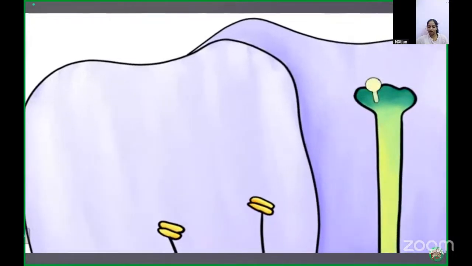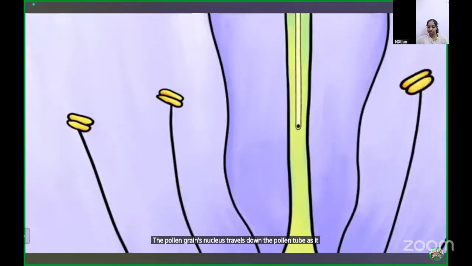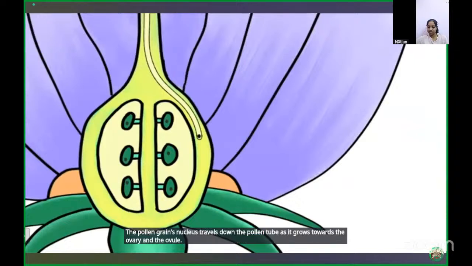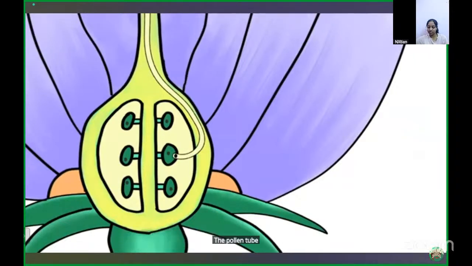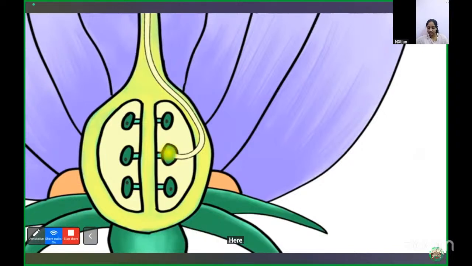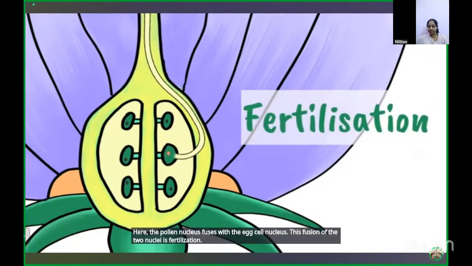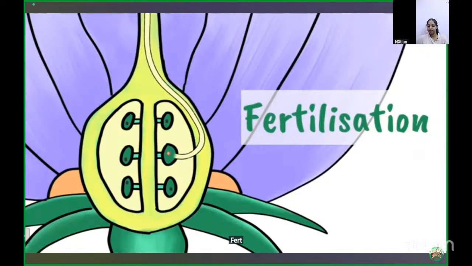When a pollen grain lands on the stigma, it forms a pollen tube down the style of the flower. The pollen grain's nucleus travels down the pollen tube as it grows towards the ovary and the ovule. The pollen tube reaches a tiny opening in the ovule, and then the tip of the pollen tube dissolves, allowing the pollen nucleus to enter the ovule. Here, the pollen nucleus fuses with the egg cell nucleus. This fusion of the two nuclei is fertilization. Fertilization creates a new cell called a zygote.